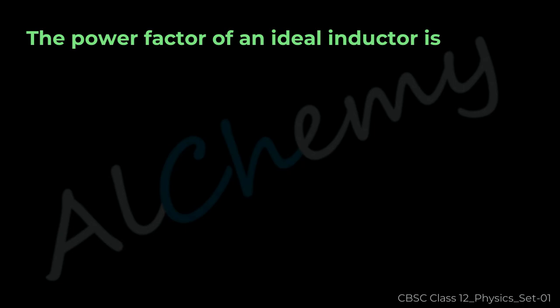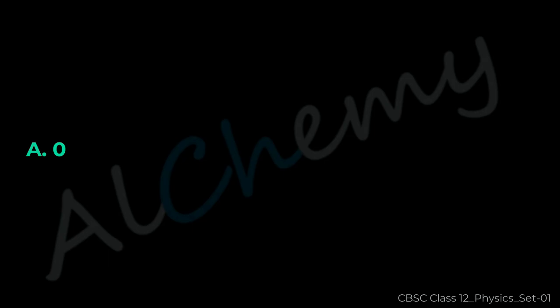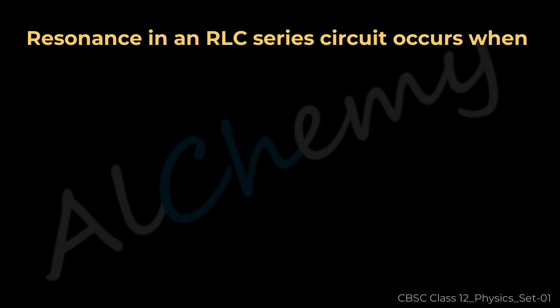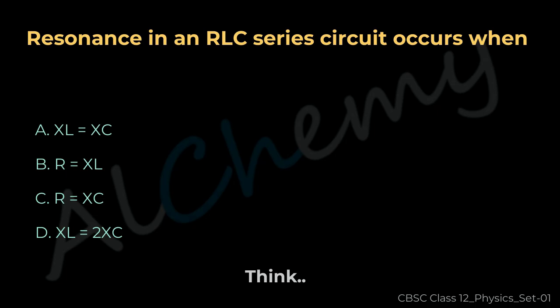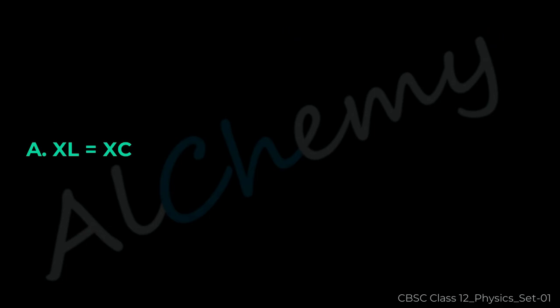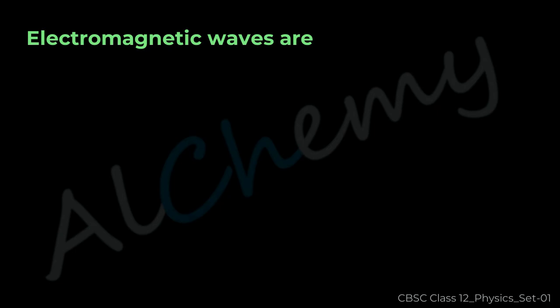Question 19. The power factor of an ideal inductor is. Consider the following expression. The correct answer is A. 0. Question 20. Resonance in an RLC series circuit occurs when. Consider the following expression. Consider the following expression. Question 21.